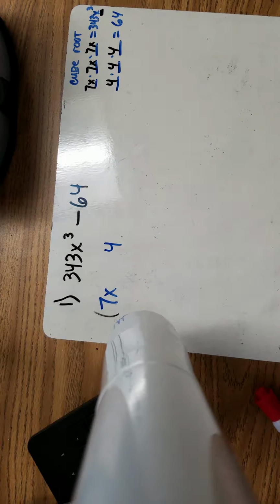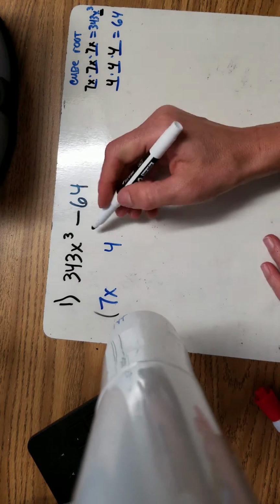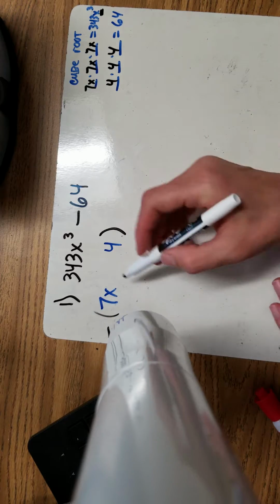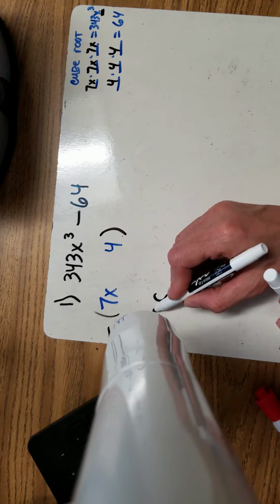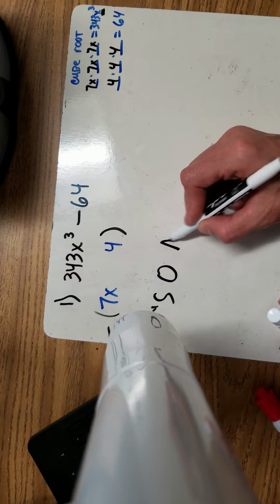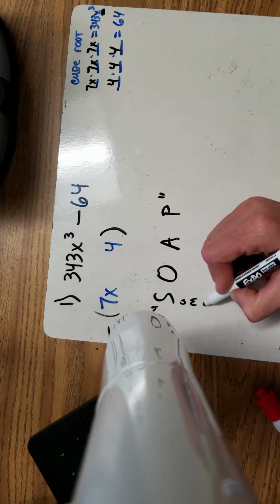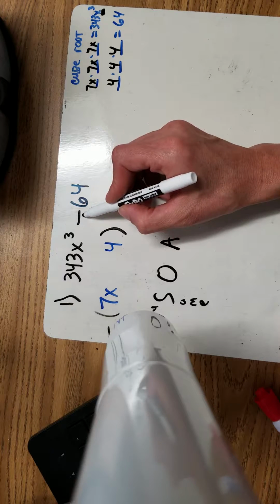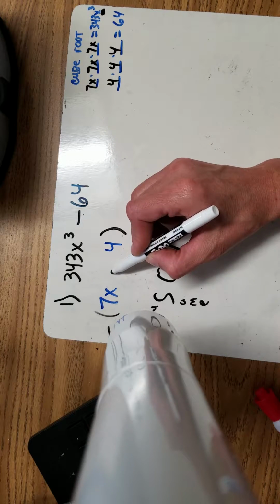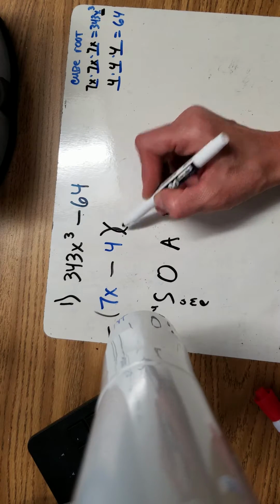Now, a little trick with the signs. You can remember the signs using SOAP. Okay, the S stands for same sign. So what's the sign right now in the problem? Minus. So the first sign is going to be a minus.